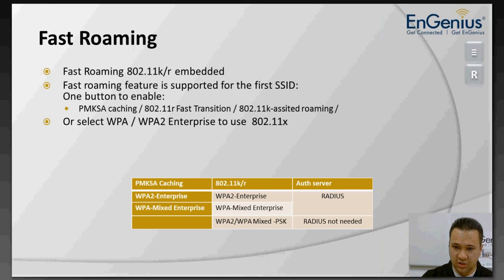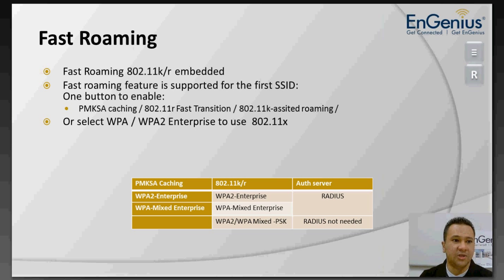It's like a smaller, simpler way of roaming, where the access points and the EWS controller share the key to do the pre-authentication to let you go to the other access point.